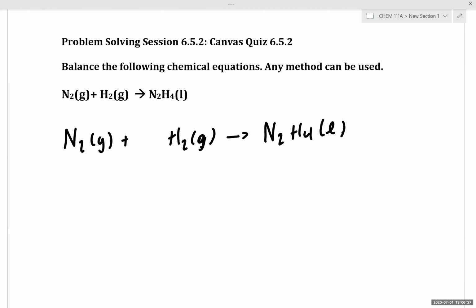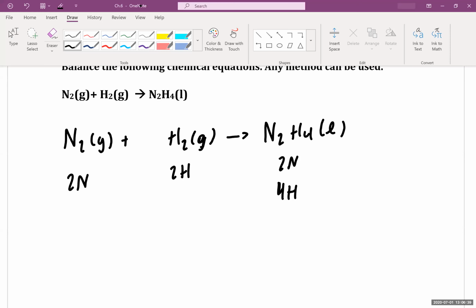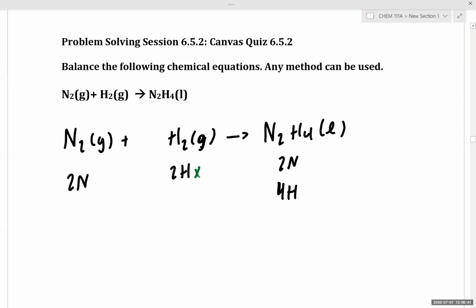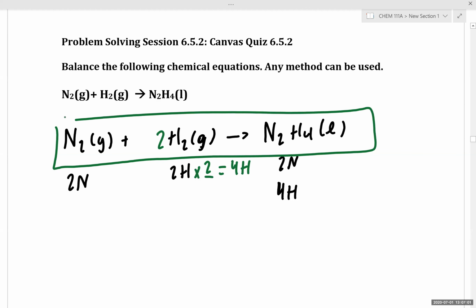Okay, so let's discuss this example. So we have 2 nitrogens on the left and 2 hydrogens on the left, and we have 2 nitrogens and 4 hydrogens on the right. So we're going to play a little guessing game now. 2 times what is equal to 4 hydrogens? So what coefficient do we need for hydrogen? 2, yep, perfect. So now we have our balanced chemical equation and all is right with the world.